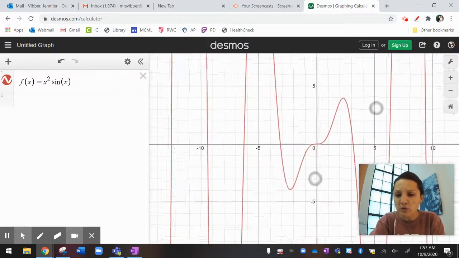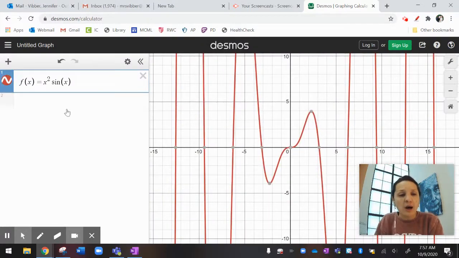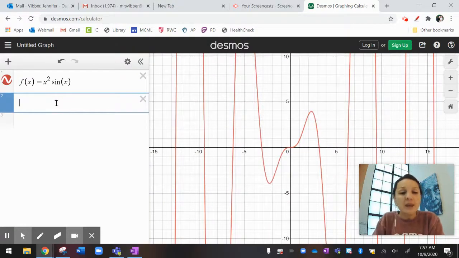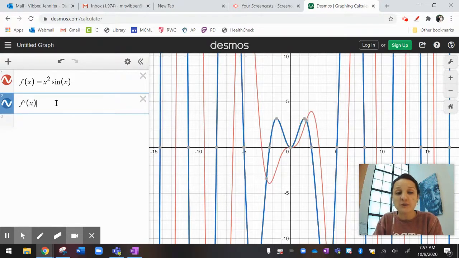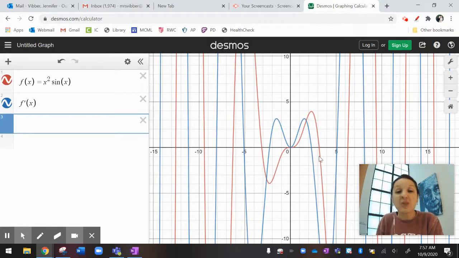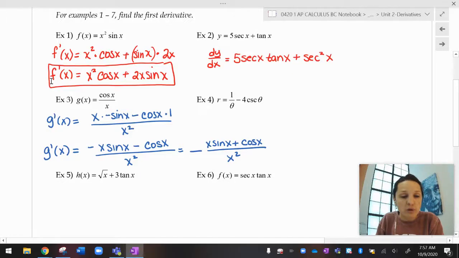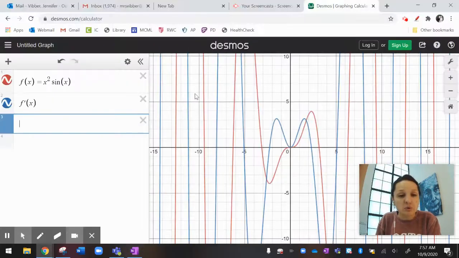So here is the graph of, wow, that's fun. x squared sine x, that's kind of cool. And if I want to know what the derivative looks like, I can literally just type f prime of x, and it graphs the derivative. That's cool. Now, if I want to know if my graph is the same as that f prime graph, I'm going to come back over here and type y equals x squared cosine x plus 2x sine x.